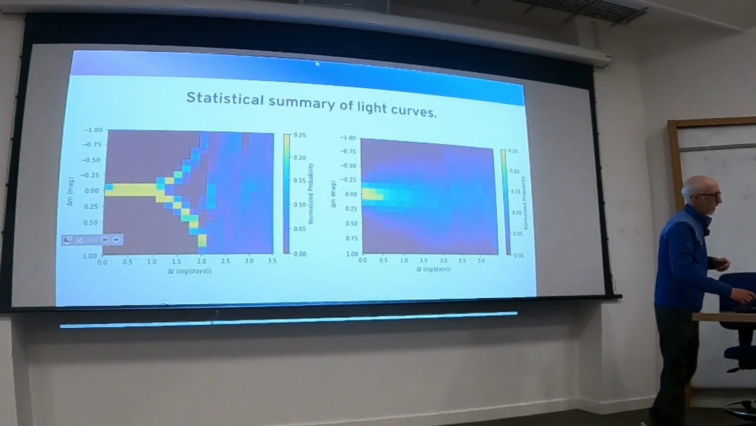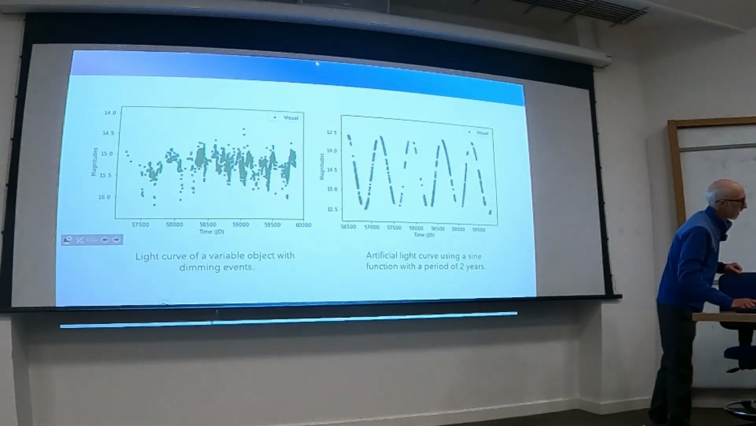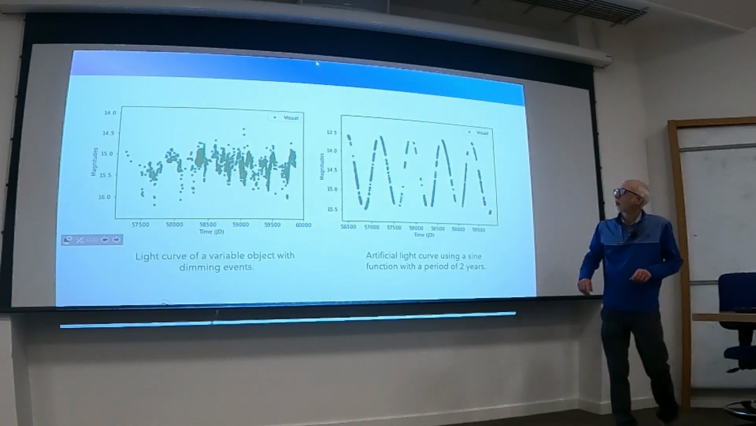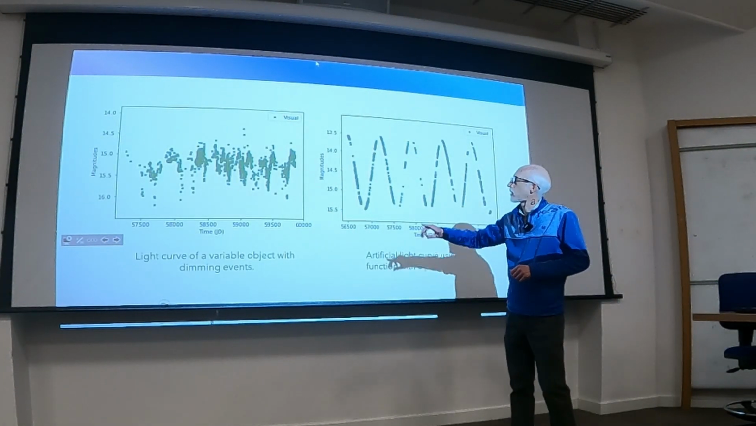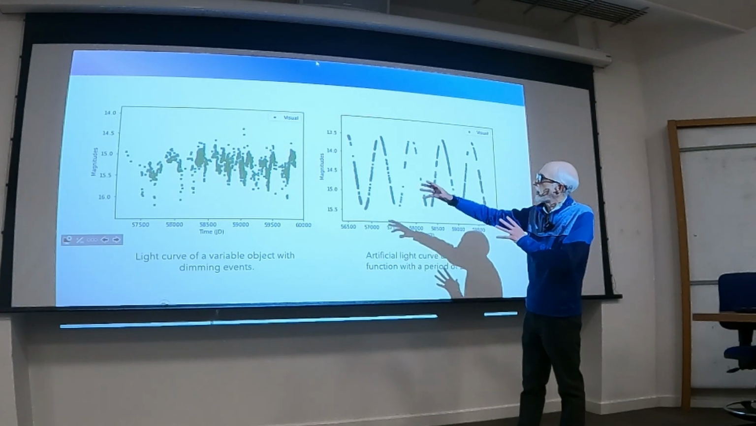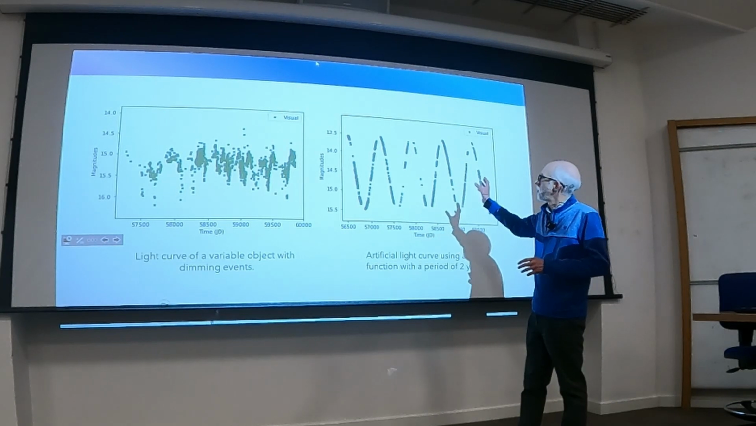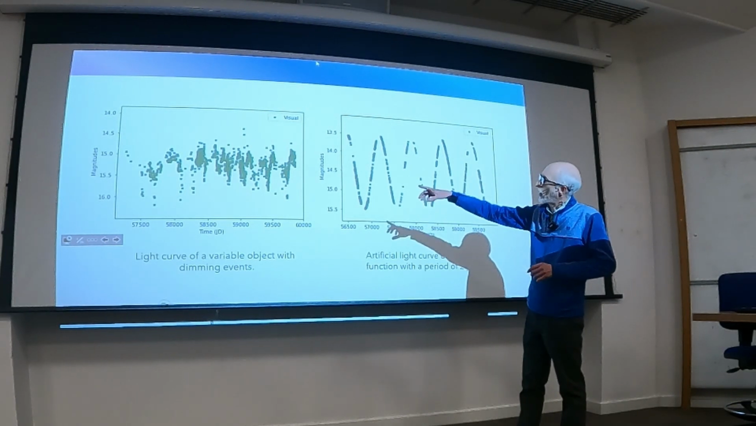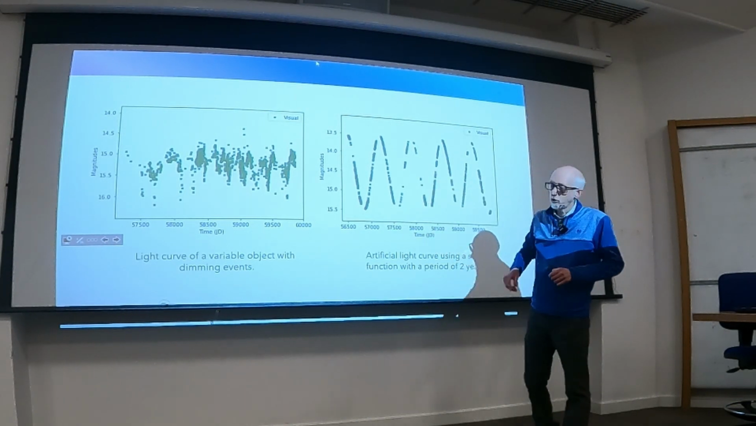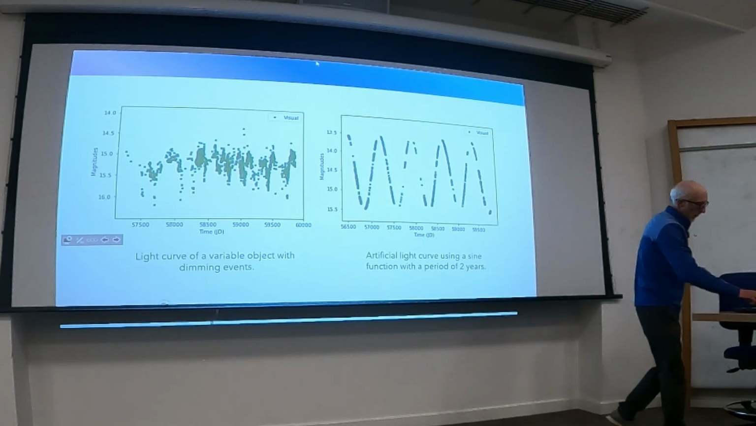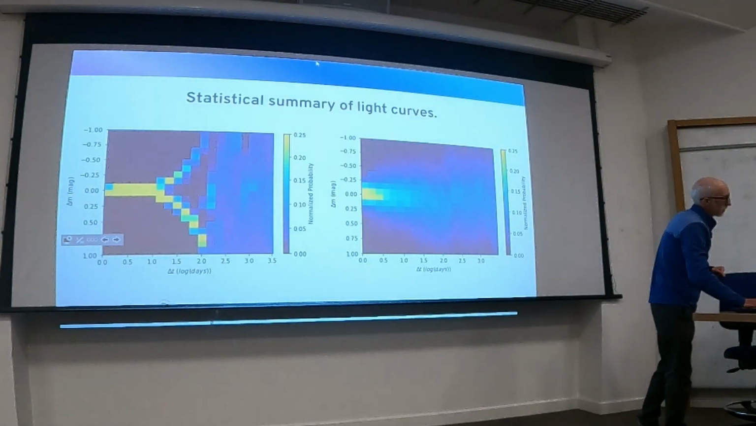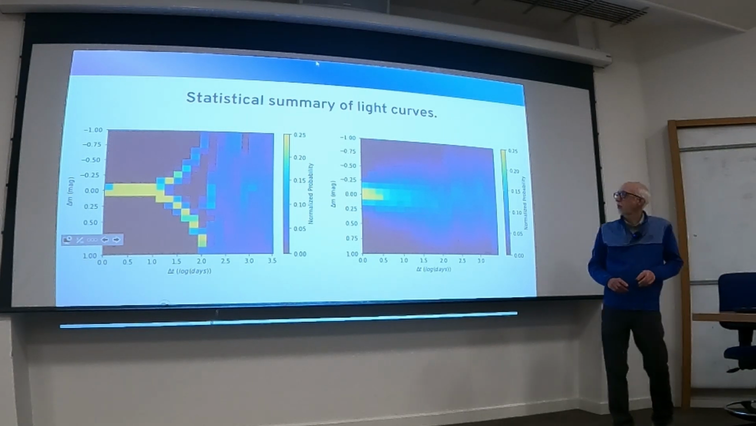And I'll just go back. Clustering algorithms, you can't put these light curves directly into them. So what we have to do is summarize the statistics somehow of the variability. So that's what we do, and we create these fingerprints.